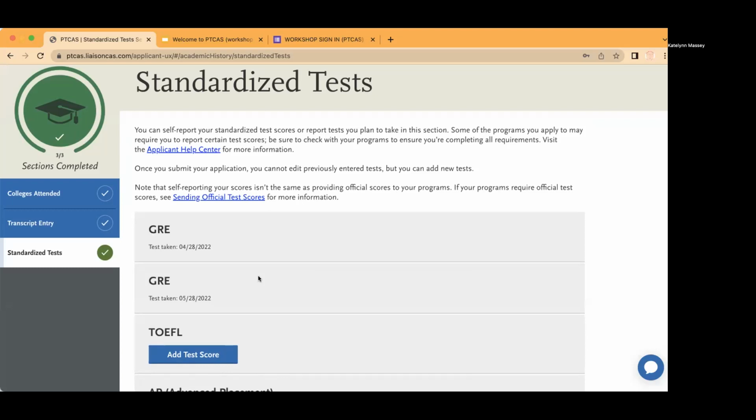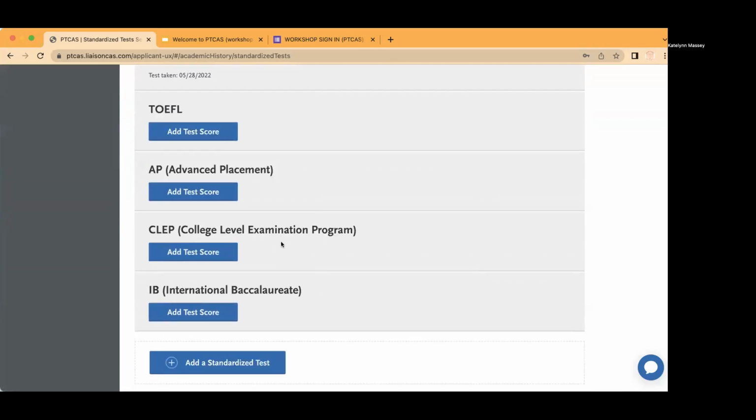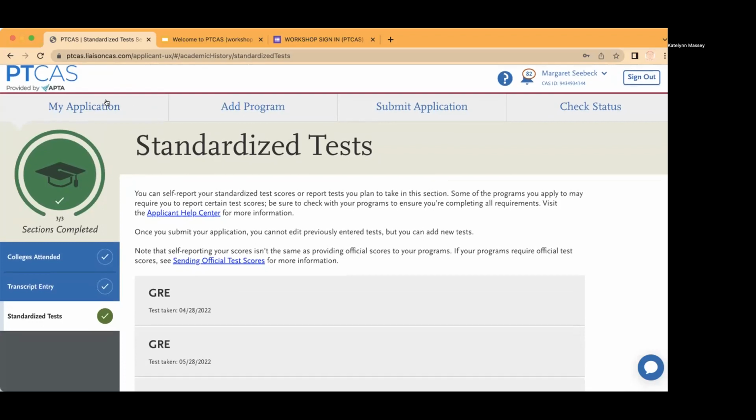Some schools do a superscore. They'll take your best verbal and your best math score and combine them to get your overall score. That's what I did, because on one test I got a low reading, but on the next one I got a higher one. My first test I got a better math, so I superscored with that. This is where you're going to input it, and if you took other tests, that's where you would put them as well.